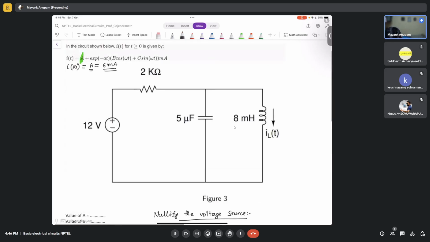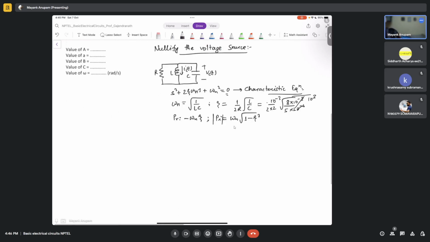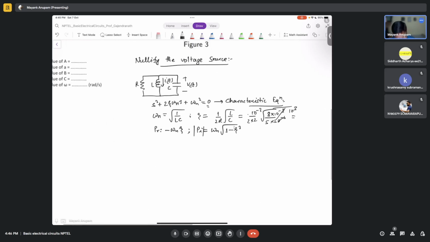And what is C? It is 5 microfarad, or 10 to the power minus 6, minus 10 to the power 3 rather. So how much will that turn out to be? 8000 by 5, how much is that? Or 1000 by 5 is how much? 200, right? So 200 into 8 is how much? 1600. This comes to 40, right?